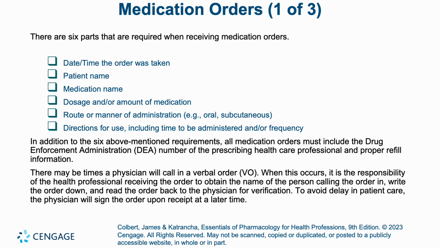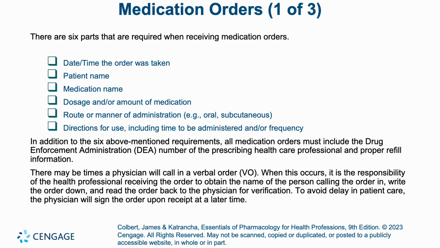In addition to the 6 requirements, all medication orders must include the Drug Enforcement Administration, DEA, number of the prescribing healthcare professional and proper refill information. So why is this important? This means that if a provider is writing a prescription, it has to have all 6 parts of this, and it has to have their number that is uniquely assigned to them so that it is an accurate order and it can be checked against their number, making sure that no one is illegally ordering medications under this number.